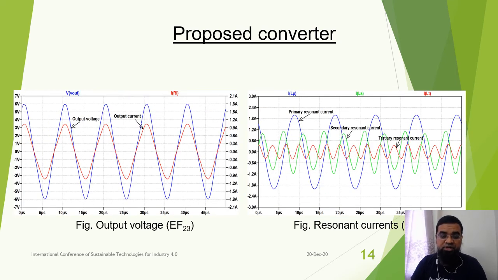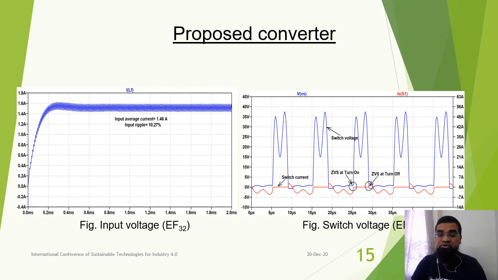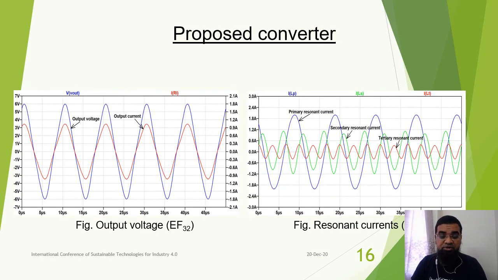And also we have simulated the circuit. We have got the output voltage. You can see it is a very smooth AC at the output, and we have got the resonant currents at different frequencies. So we have got three resonant frequencies here, and also we have got the result for the EF32 inverter. That is the input voltage and then the switch voltage. We will see a comparison later. And we have got the output voltage, a very smooth AC, and the resonant currents, as you can see.